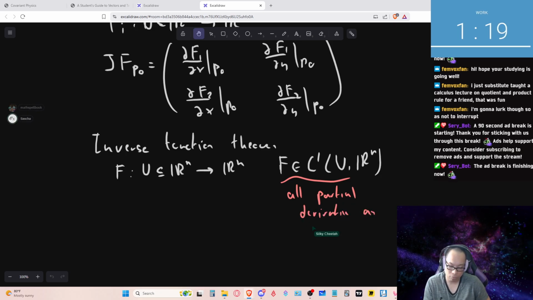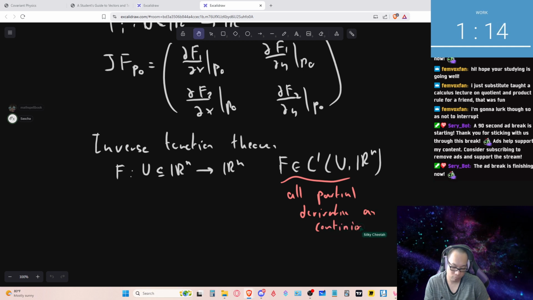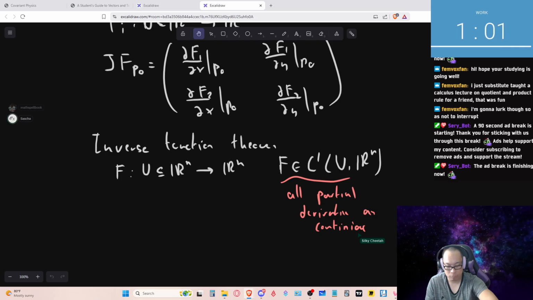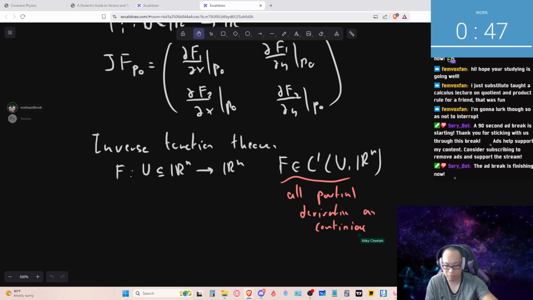For example, there are other regularities. If you have C2, it means that all second derivatives exist, and they're also continuous. When I say second derivative, you have to be a little bit careful: you don't just have that taking two partial derivatives with respect to x is continuous and two partial derivatives with respect to y is continuous. You also have the cross terms, x then y and y then x. Yeah, I remember that.